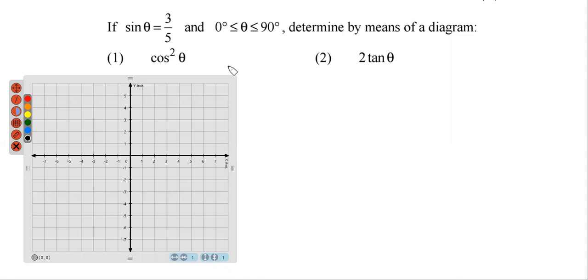Let us attempt something. In this question, they're saying sine theta is equal to 3 over 5. So here we are saying it's positive. And this here is what is called the domain. So the domain always guides you. How does it guide you? It guides you to know which quadrant. Which quadrant are we talking about?